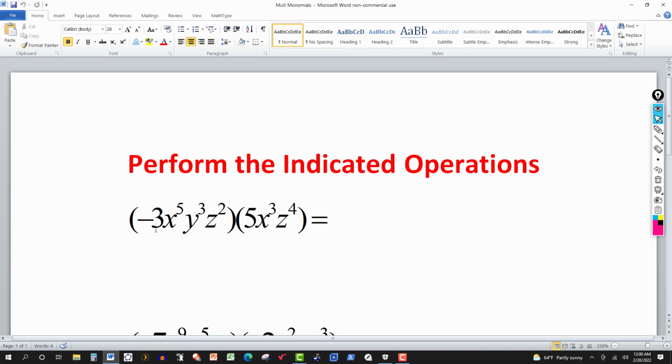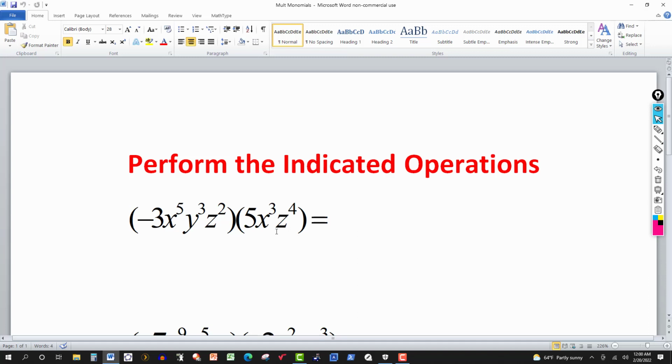So the first term here has a coefficient of -3. The variables are x, y, z, and the exponents on those are 5, 3, 2. And the degree of the monomial is simply the sum of the exponents. So 5 plus 3 plus 2 is 10. So the degree of the first monomial, the first term if you want, is 10. The second one has variables x, z, with exponents of 3 and 4, and the coefficient is 5. Add the two exponents, 3 and 4 is 7. So the second one has degree 7.